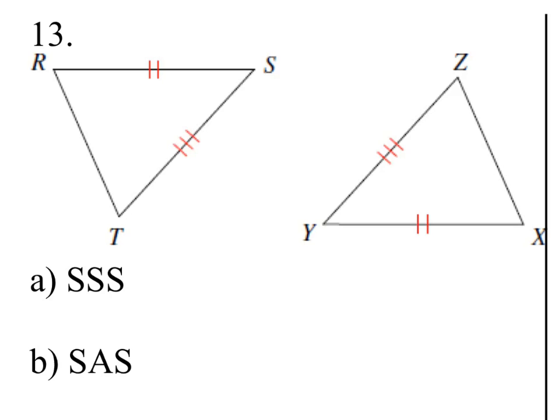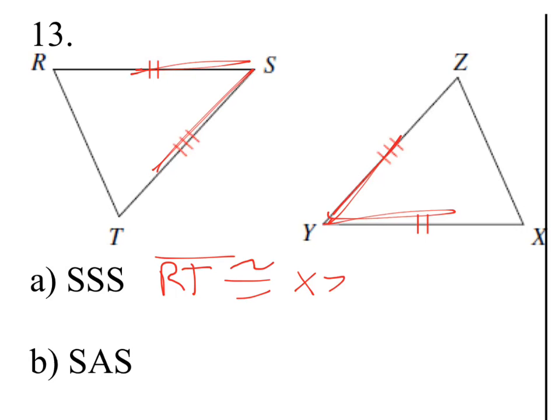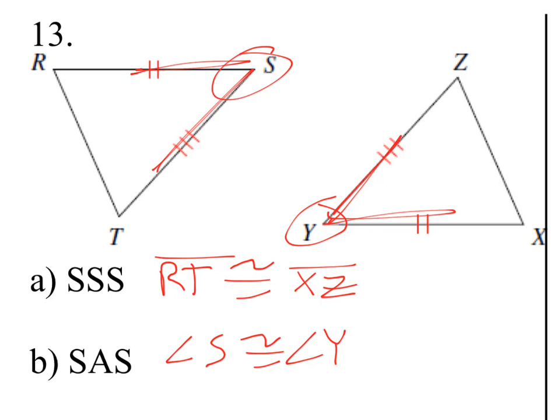And that brings us to 13. Again, we have two sides on both our triangles. We want to get side, side, side first, so the sides that aren't marked yet need to be. That's going to be the side RT, and that needs to be congruent to XZ. And then we need the angle that's between the two sides to be congruent to get side angle side. So that's the angle S, the angle at Y. So angle S congruent to angle Y.